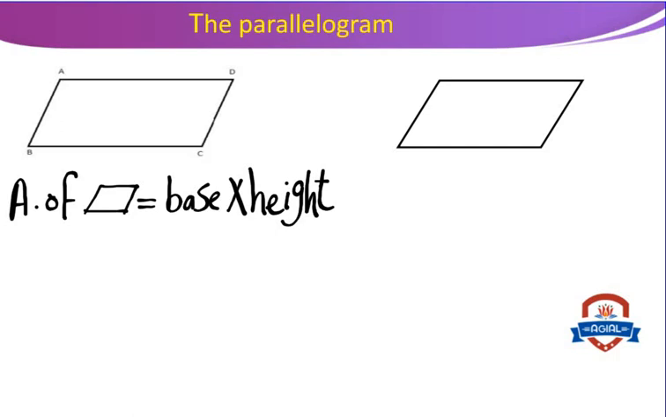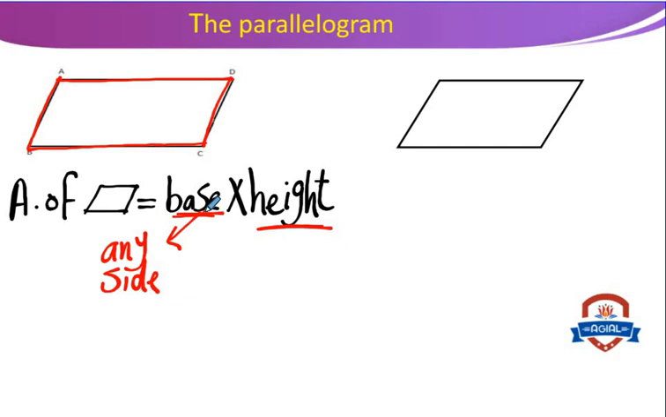The base of the parallelogram is any side of it. So, BC, CD, DA or AB is considered a base. Again, the base is any side. So, we can say AB is a base, BC is a base, CD is a base, DA is a base. Any side of the parallelogram is a base. And what is the height? Each base has a corresponding height.